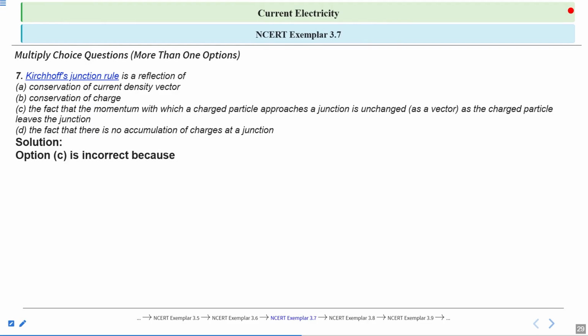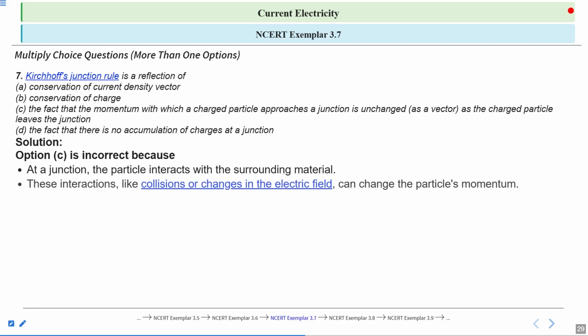So option C is incorrect because at a junction the particle interacts with surrounding materials. Option A is incorrect, it is not conservation of current density vector. Why option C is incorrect, I will explain. At a junction the particle interacts with the surrounding materials. These interactions are like collisions or changes in electric field. Why are there changes in electric field? In exemplar problem 3.1, we discussed that there is accumulation of charges at the surface due to variation of area of cross section or due to imbalance in the distribution of charges. So there can be a small amount of charge accumulation on the surface.